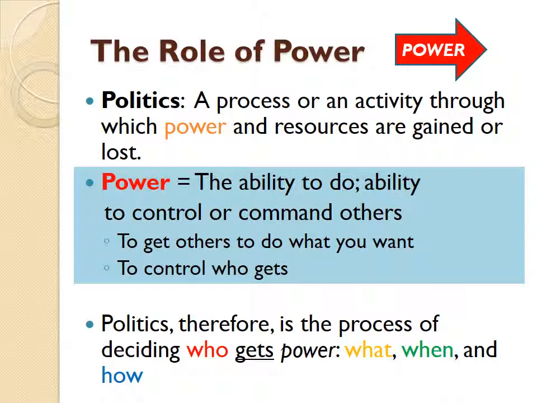So let's talk a little bit about the role of power itself. We already talked about politics as being a process or an activity through which this power is gained or lost. So what is power? Power is the ability to do. It's the ability to control or command others, and essentially to get what you want or to control who gets what you want. Therefore, when we're thinking about politics as a process or an activity through which power is gained or lost, we're really thinking of it as a process or an activity which decides who actually gets. Who gets the power? Who gets what? Who is it that gets? When they get it? And how they get it.